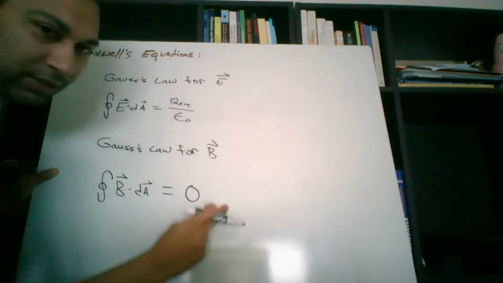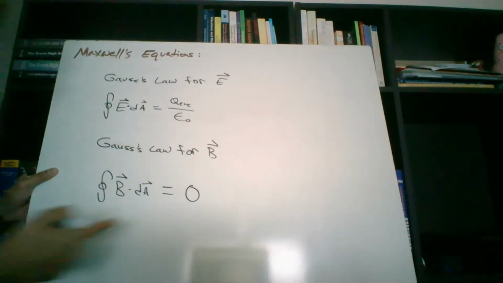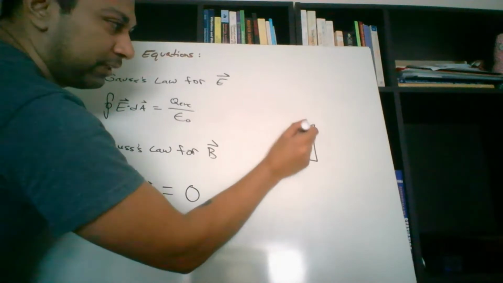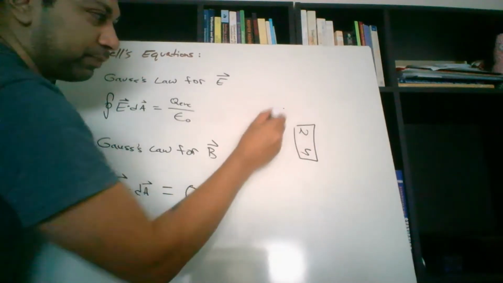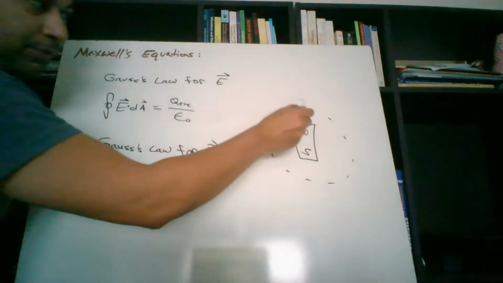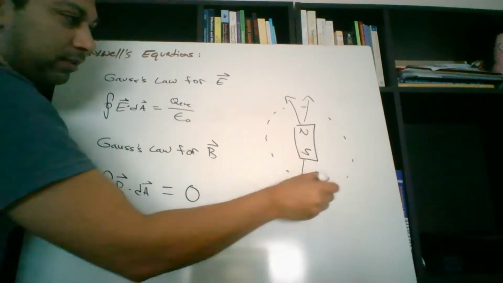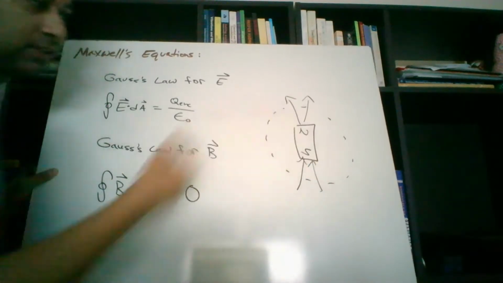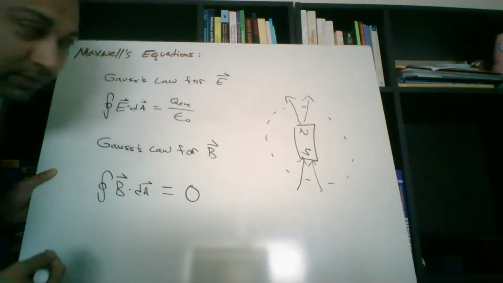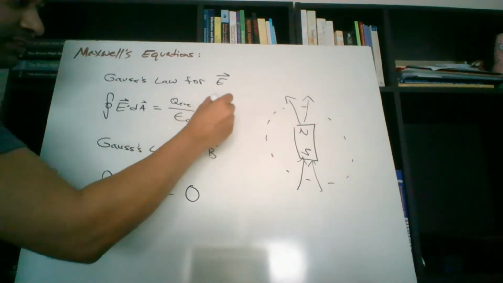Sometimes they put a question mark here because we don't fully know, but we could write it like this. Now, what does this imply? It means that if you have a magnet, north, south, and you put a Gaussian shell around it, there are going to be field lines going out, but the number of field lines going out equals the number of field lines going in. And therefore, the net flux is equal to 0.